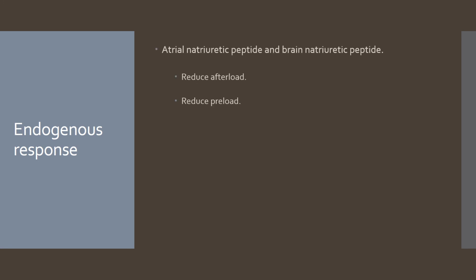Then the endogenous response from the heart: the atria will secrete atrial natriuretic peptide and brain natriuretic peptide. These act by reducing the afterload by causing vasodilation, and they also reduce preload by causing diuresis.